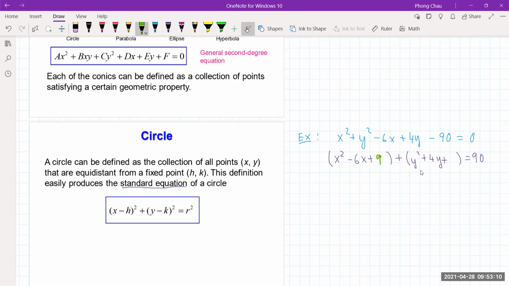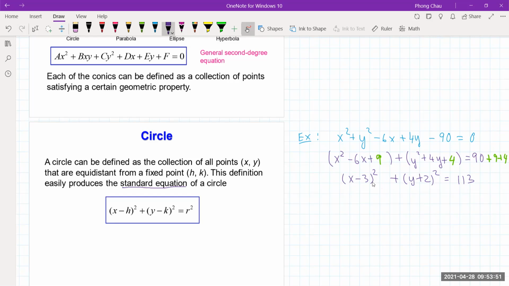And then over here, you take half of this. It's 2, right? And then square is 4. So you've got to add 4 here. Since this is an equation, you add 9 and 4 on the left, you add 9 and 4 on the right. So plus 9 and plus 4. And after this step, we're going to rewrite that as x minus 3 quantity squared plus y plus 2 quantity squared equals, end up with 22, right?